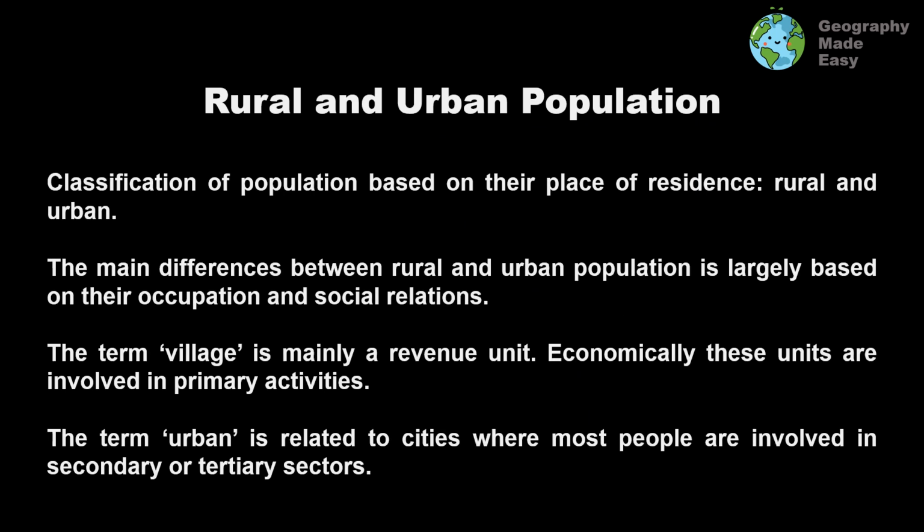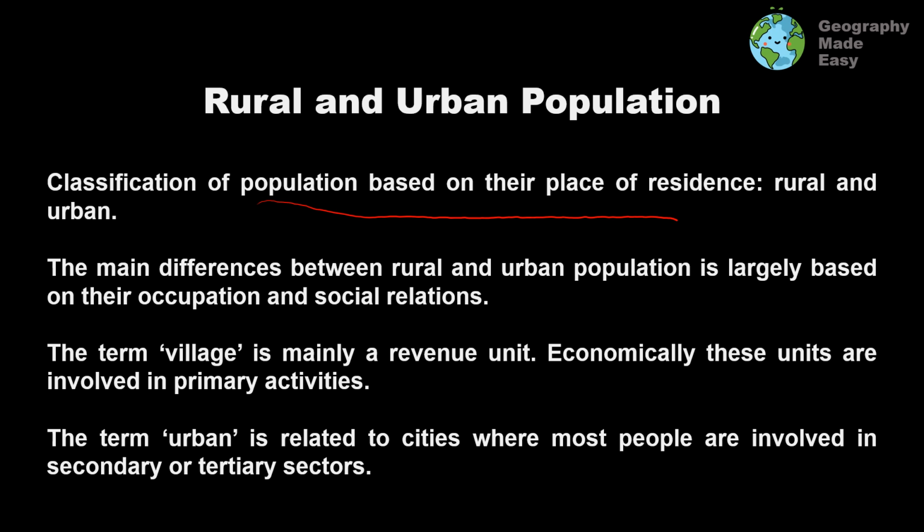First, we will talk about the rural urban population and its characteristics. Based on the place of residence, population can be divided into two types broadly. One is the rural and the other is the urban. The main difference between rural and urban population is largely based on what they do for their livelihood and the way in which the society operates.